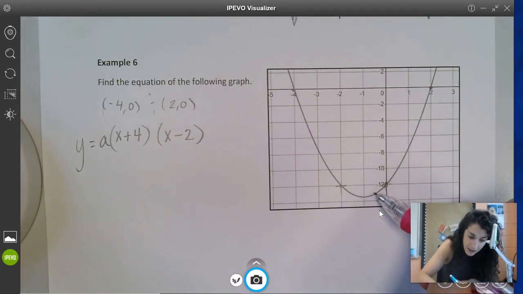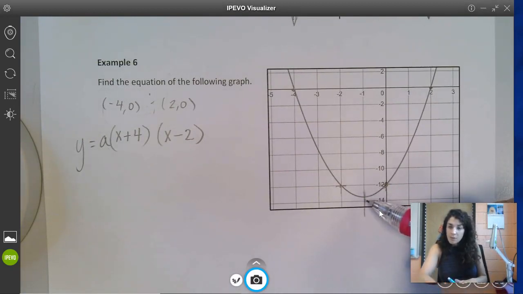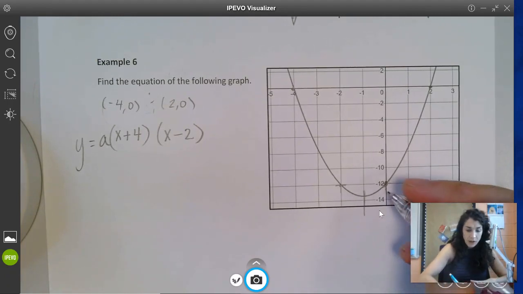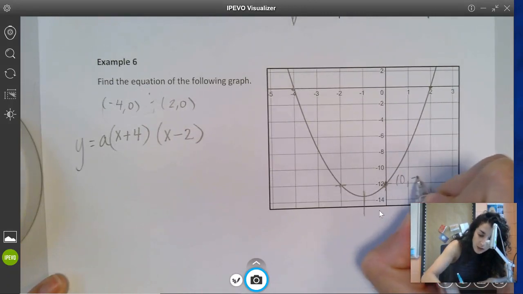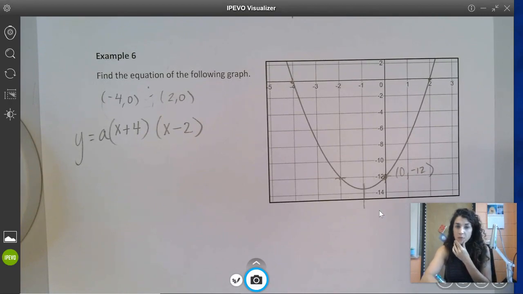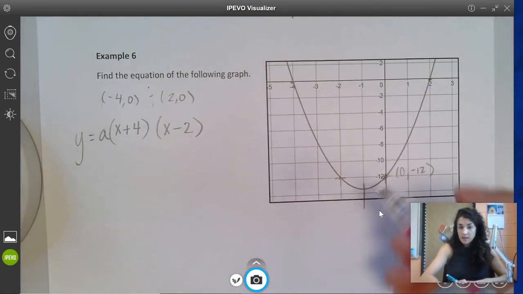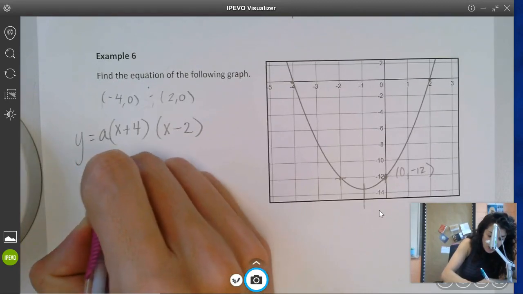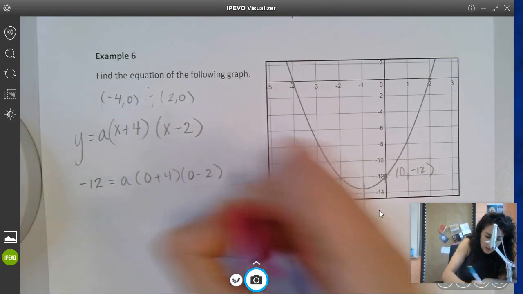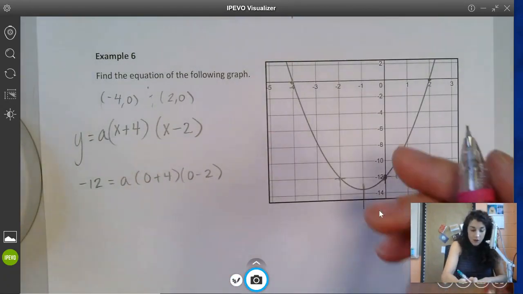We can see here that our axis of symmetry would be right there, but our axis of symmetry might not really be that helpful in this case. So just finding another point would be the key to go here. Okay, this is the coordinate (0, -12). Well, I can just go ahead and plug in those points into this guy right here. So I'll go ahead and plug in -12 equals a times (0 plus 4) times (0 minus 2). I want you to go ahead and solve for a.